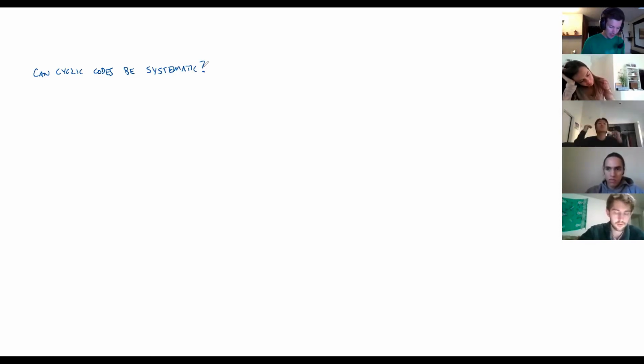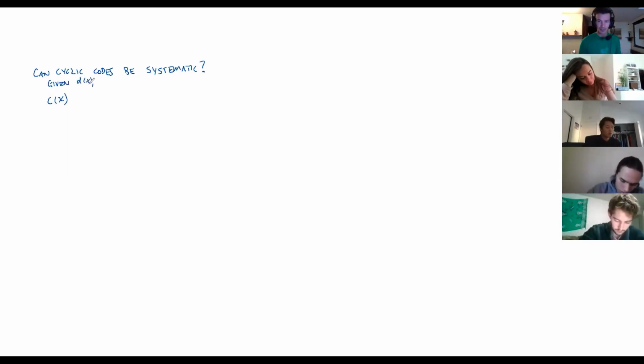So before we give away the answer, what would it mean for a cyclic code to be systematic? Or what would it mean for a polynomial representing this code to be systematic? What would the code polynomial have to look like? If I am given d of x, what would its code polynomial have to look like? Remember, if we're going to have data stuff and then check stuff.